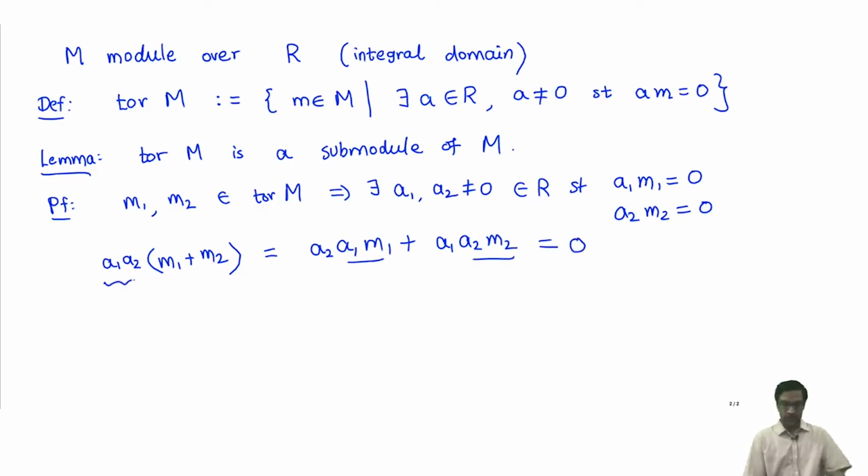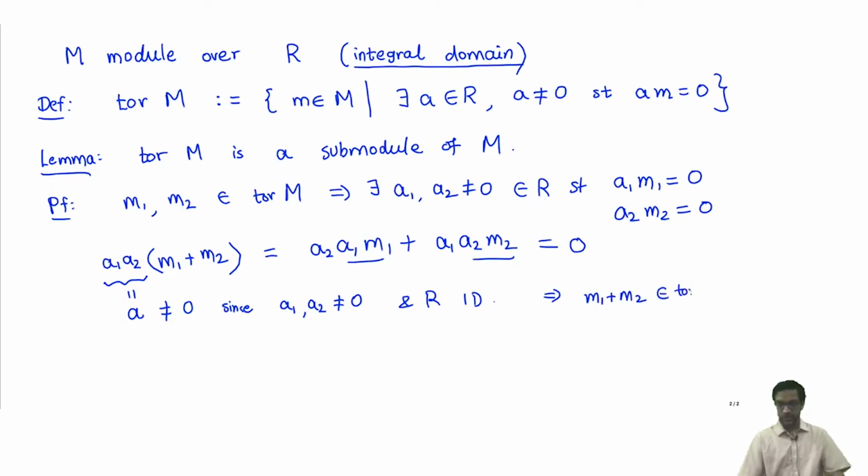The other important observation here is that this scalar a, which kills m1 plus m2, is not 0. Why is that? Because both a1 and a2 were non-zero, and the ring was assumed to be an integral domain to start with. Since a1 and a2 are both non-zero and the ring R is an integral domain, a itself is not 0. What does this imply? This means that m1 plus m2 is also in tor of M because it's killed by some non-zero scalar.